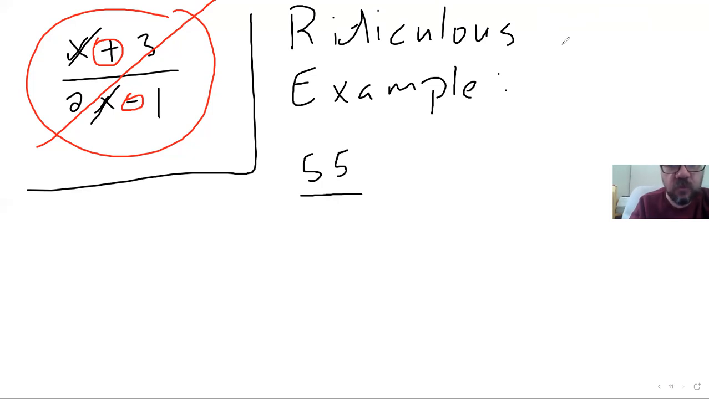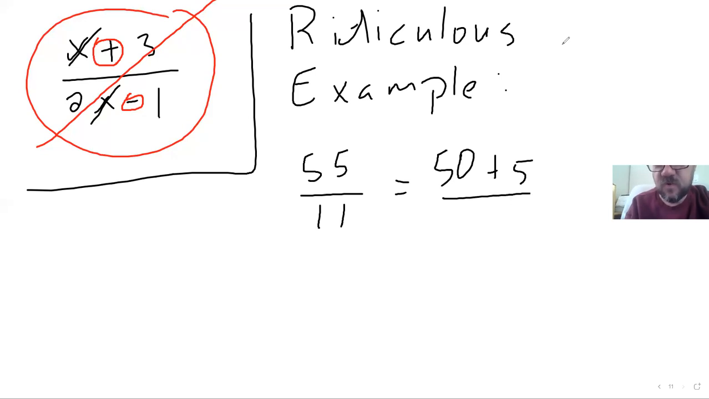55 over 11. All right. I think it's clear that that's 5. I hope that's obvious. Right, 11 goes into both of them. I end up with 5 over 1. That's 5. What if instead I did this? 50 plus 5 over 6 plus 5. Right, 11 is 6 plus 5.